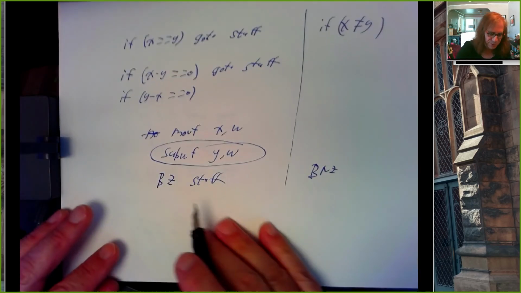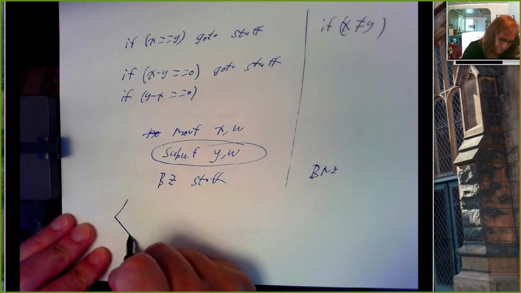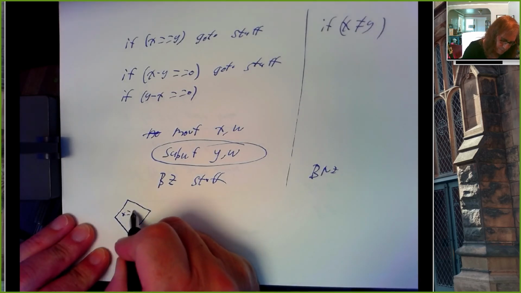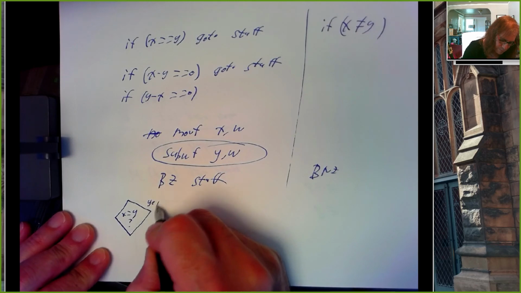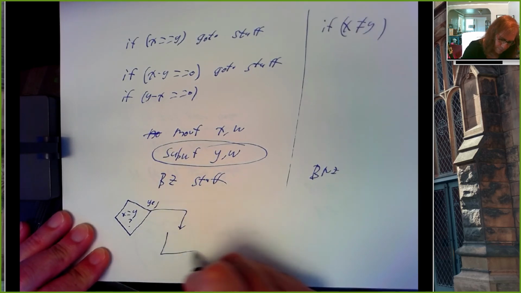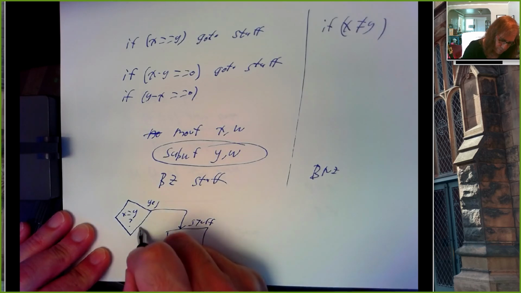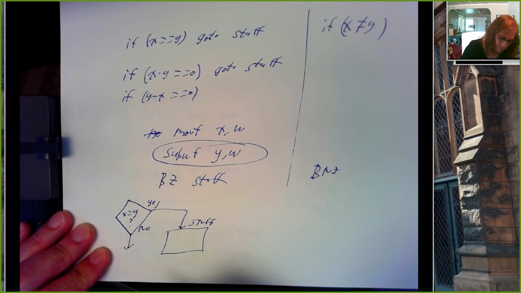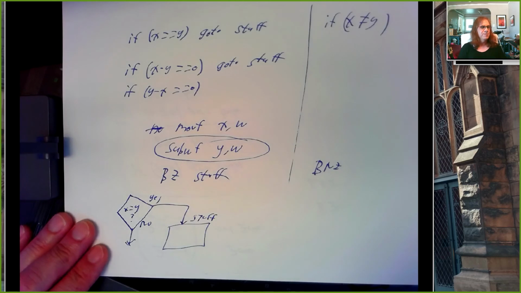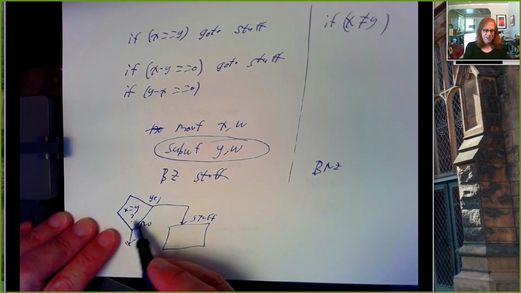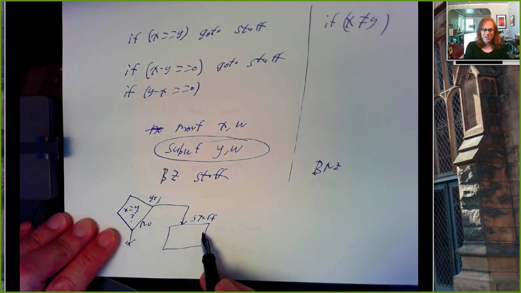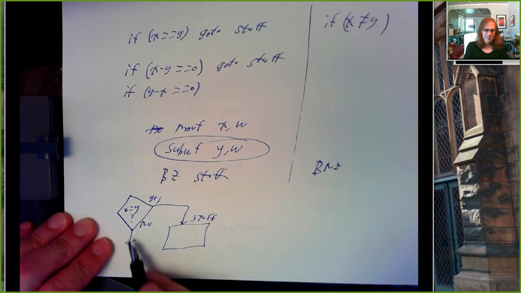And as a flow chart, the flow chart's pretty straightforward. We have a condition. If the condition's true, then we're going to go to another block of code that we're just going to call stuff. Otherwise, we're just going to flow through to whatever the next statement is.